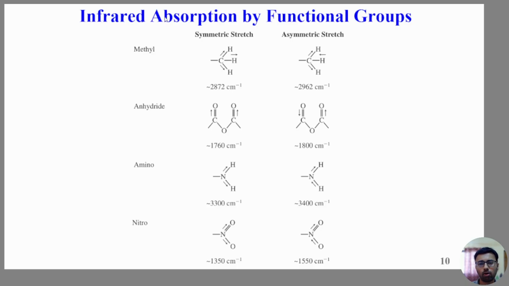Now step back and observe the pattern. Across all these functional groups, something very consistent happens. The asymmetric stretching vibrations always occur at higher wave numbers than the symmetric stretch. Why? Because asymmetric motion is more complex and requires more energy. So, whenever you analyze an IR spectrum, you should always expect the asymmetric peak to appear at higher energy. This simple rule is extremely helpful when identifying functional groups.